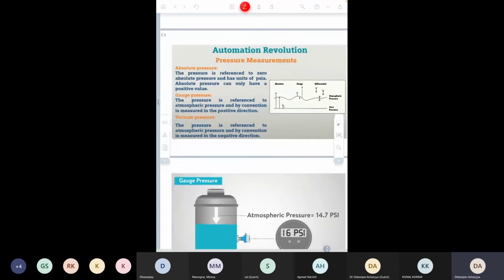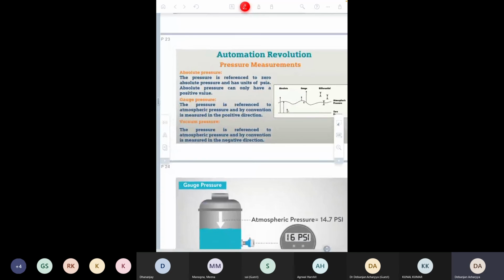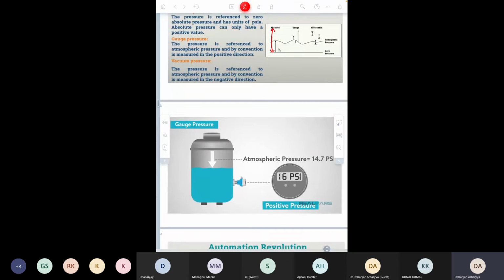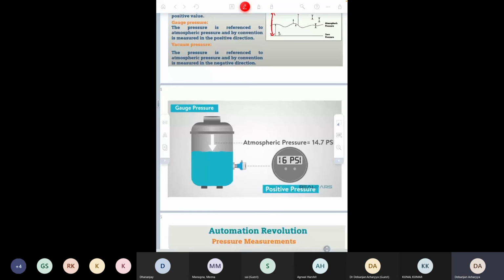So in pressure measurement, you might have heard some nomenclatures. These are absolute pressure, which is measured with reference to zero pressure. Gauge pressure is the pressure referred to the atmospheric pressure, and it may be positive or negative. Vacuum pressure is also referenced to the atmospheric pressure, and by convention it is measured in the negative direction. For atmospheric pressure, you know that in general it is 14.7 psi.